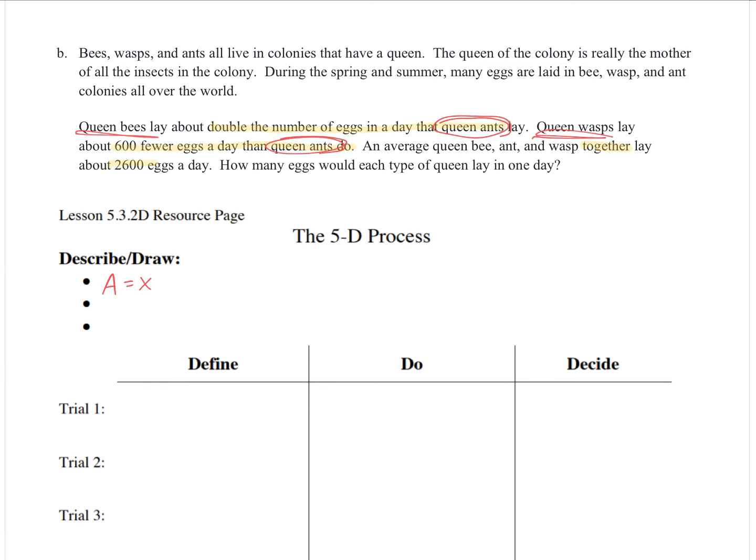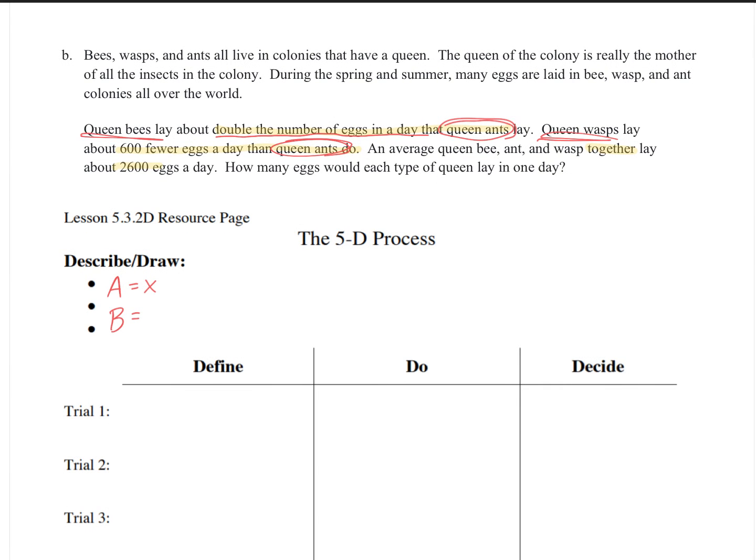And then we're going to look at queen bees. It says queen bees lay double the number of eggs in a day that queen ants lay. So if I say that B is equal to the number of eggs that a queen bee lays, and this is double what a queen ant lays, what operation would we use to represent that? If it's double, we're going to multiply by 2. So the number of eggs that a queen bee lays is going to be equal to 2 times the number of eggs that a queen ant lays, 2 times X.